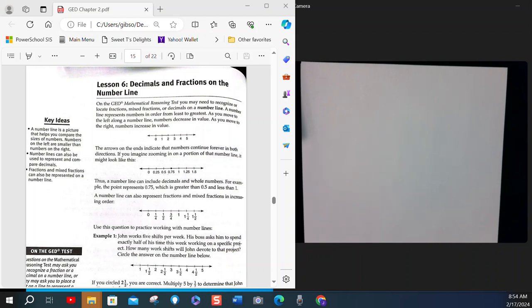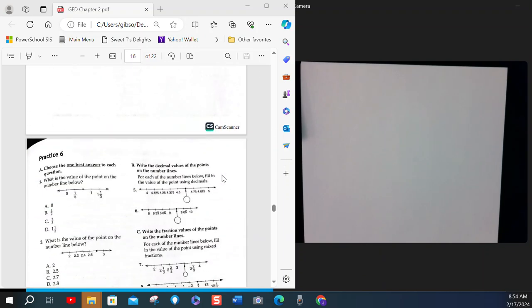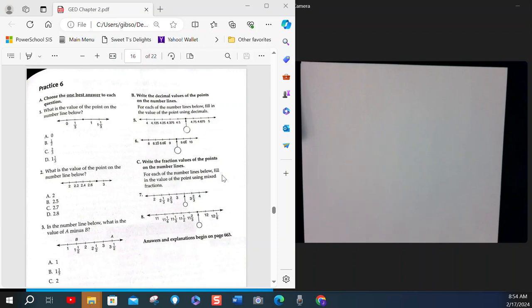Okay, class, we're about to start lesson 6, decimals and fractions on the number line. Now, again, we're going to go over this like we did the other problems, where I go down to the lesson and we will discuss everything throughout this lesson. Okay, so practice 6, it says choose the one best answer to each question. It says, what is the value of the point on the number line below?